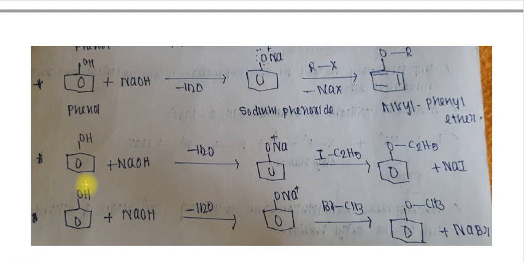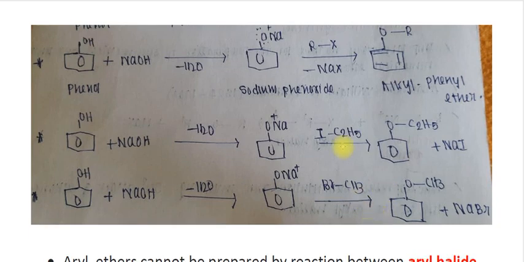The next one is phenol reacted with NaOH, and you get sodium phenoxide. One example is given, that means with IC2H5, you get C6H5OC2H5 plus NaI. And in another example, you can use any alkyl halide, C2H5I or CH3Br. The same reaction is here.